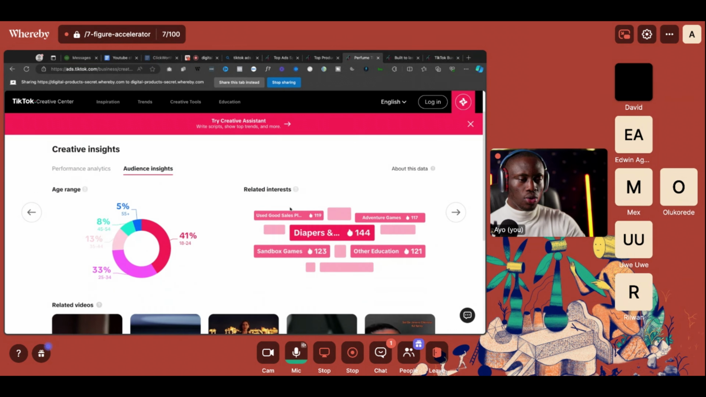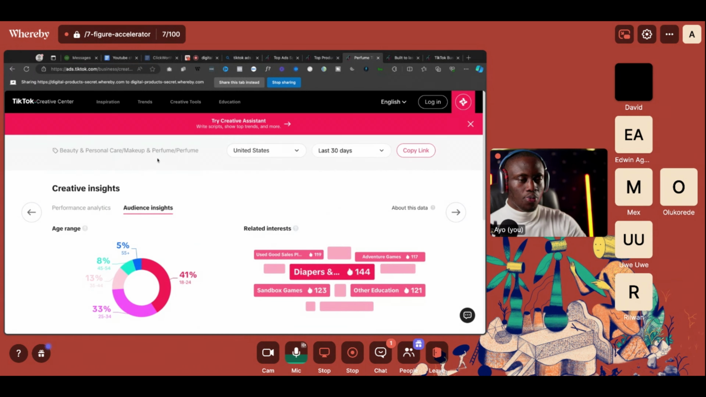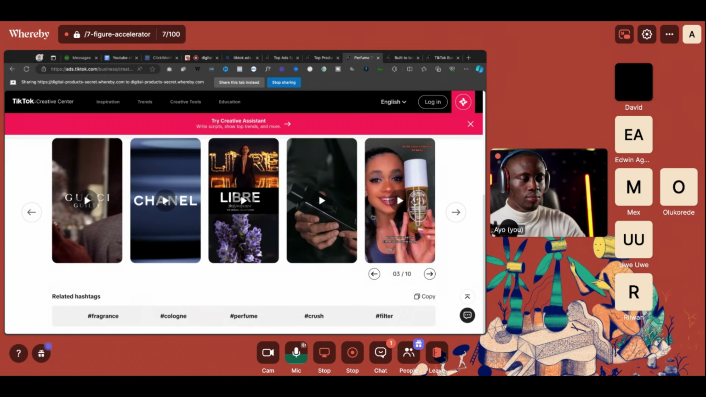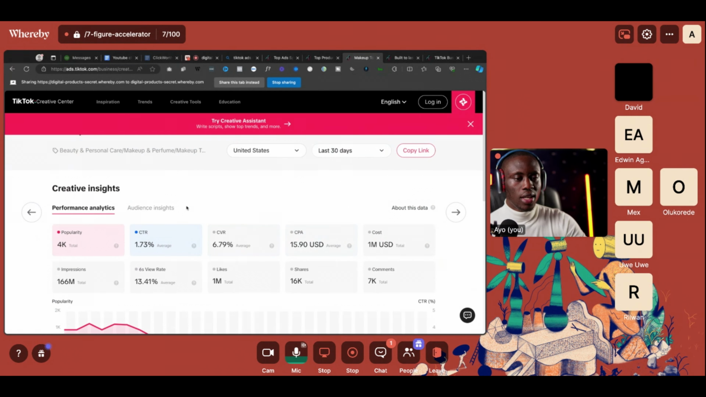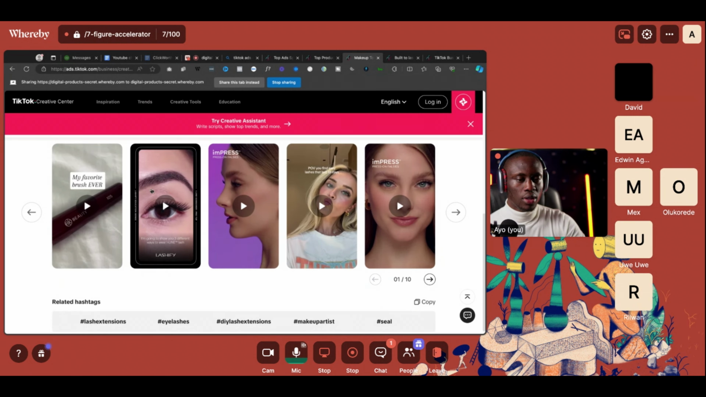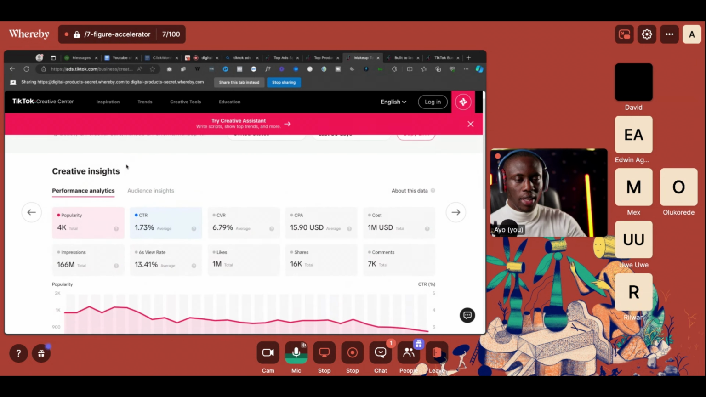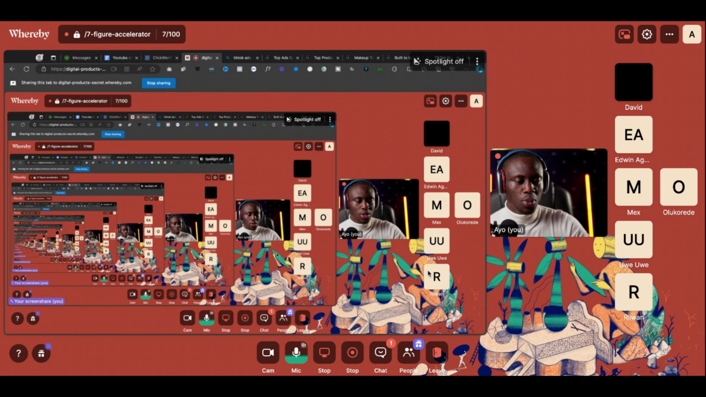Now, this is also showing you affinity, that is, other things that are close to this niche that you can model after. And it is also showing you related hashtags, so you can easily just go search for hashtags. Now, another thing that people are spending money on currently is makeup. This space I've always known is a multi-million dollar space.